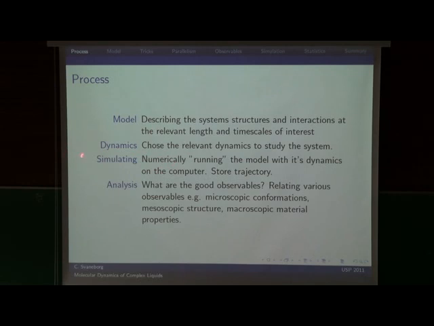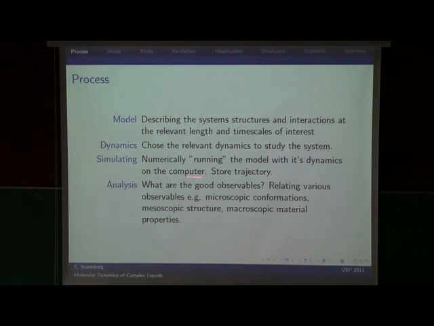We need to do the actual simulation, which means numerically running the model with the dynamics we picked on the computer and storing the trajectory. And what have we achieved? We know the time evolution of the system, we know the coordinates of all the beads that we use in our model, but then we have to analyze this.